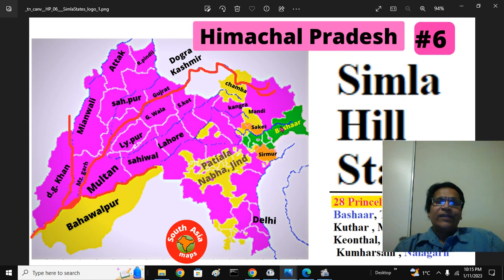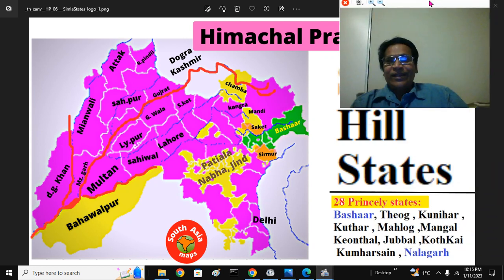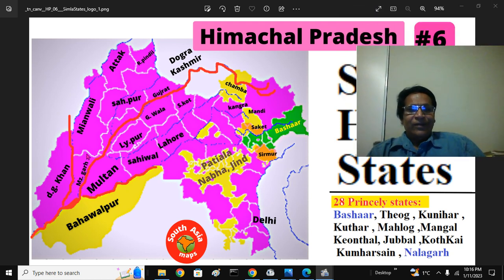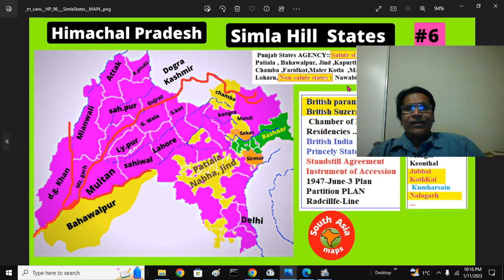This is the important thing. Bashar I mentioned. Other side is Nalagarh, now close to Solan district. If you remember Jubbal, if you remember Kotkhai, these four will be more than sufficient. I mentioned Bashar here, Tiyog, Kunhar, Kuthar, Mahlog, Mangal and Keonthal, Jubbal, Kotkhai and Kumarsain, Nalagarh. These are the others. There are 28 or so you can say.